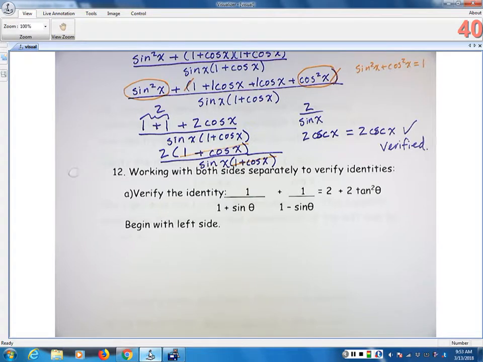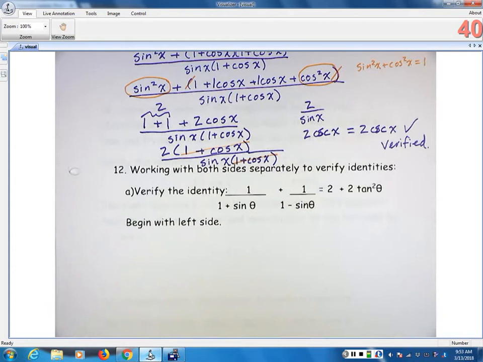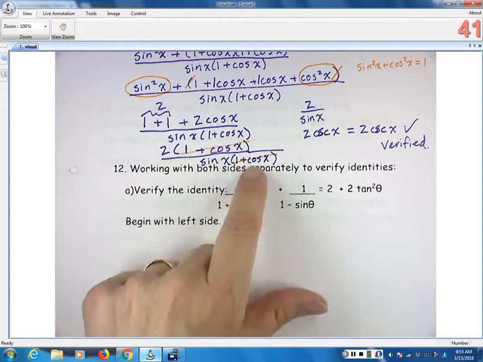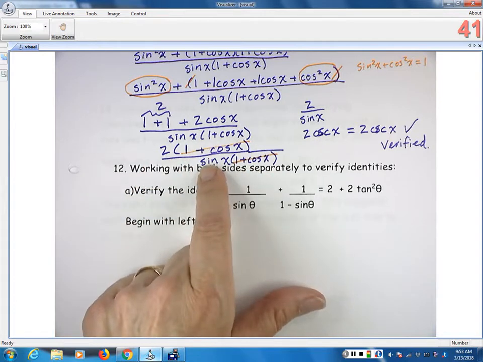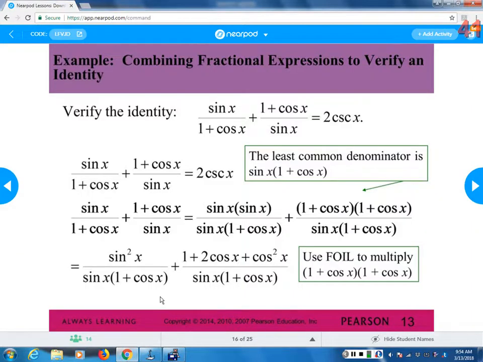Okay, any questions? So you had to find a common denominator, you had to FOIL with trig functions, you had to combine your like terms, factor out a 2, cancel, and then use that last identity that 1 over sine x is cosecant x. Okay. The steps are here on the slideshow too.